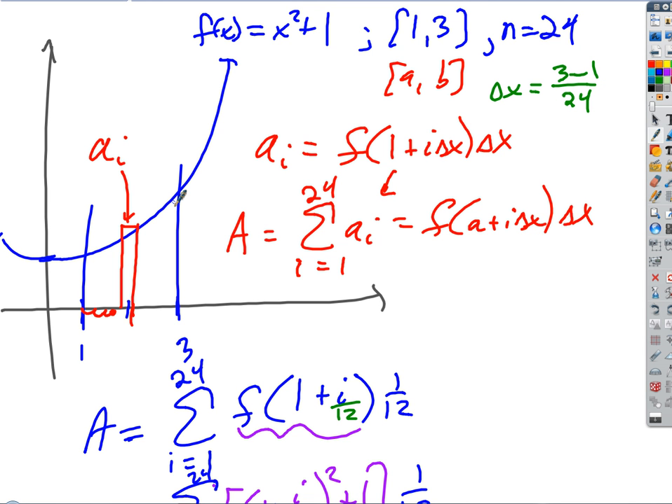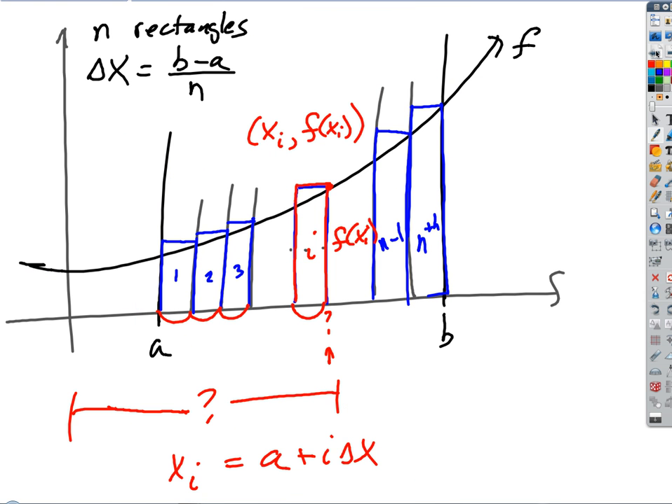And so we relied on some stuff we had talked about. We had tried to define, completely generally, the area of the ith rectangle. The height is based on the right side, agreed? Because the location of the right side of the ith rectangle occurs starting at a and taking i steps of width delta x to the right. Agreed?